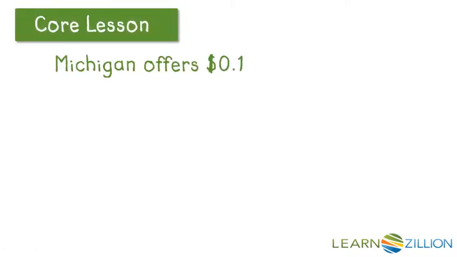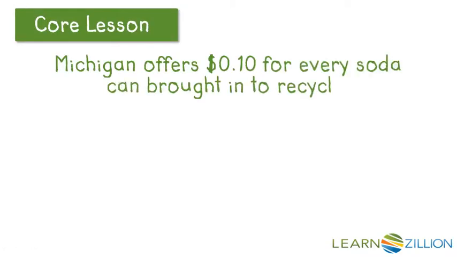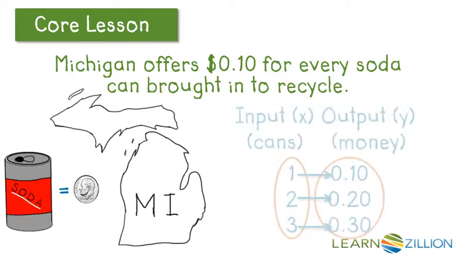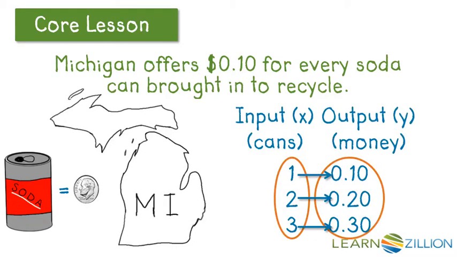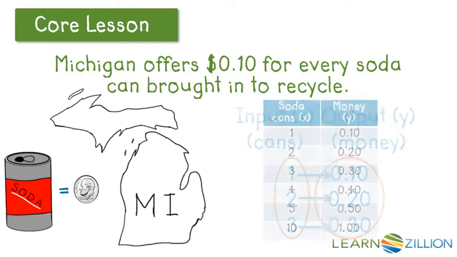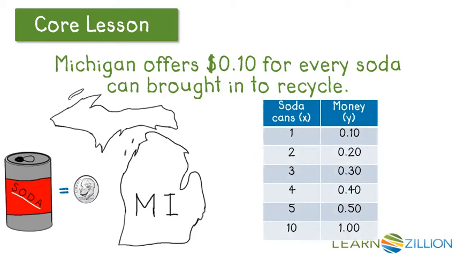Across the map, Michigan offers 10 cents for every soda can brought in to recycle. Again, we let our input be our cans, our output be our money. 1 can gets 10 cents, 2 cans will bring you 20 cents, and 3 cans will bring you 30 cents, and so on and so forth. To make a table out of that, this is the numeric representation of this situation. So we see varying amounts of cans and the amount of money that each amount of cans will bring in.